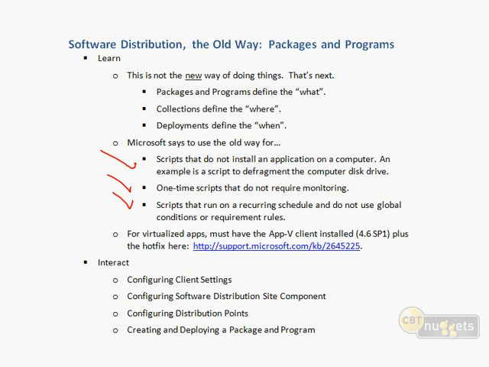These three reasons don't really have to do with applications. They have more to do with things like scripts that don't install an application. And I actually copied this code right off of Microsoft's website. So scripts, for example, defragmenting hard drives. Remember how we talked in the last nugget about a Config Manager deployment can just be any executable, even Solitaire if you want. One-time scripts that don't require monitoring, or even scripts that run on a recurring schedule that don't have global conditions or requirement rules.